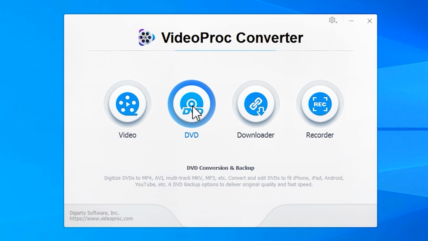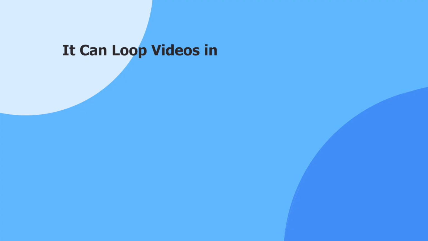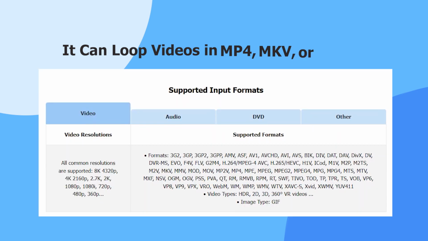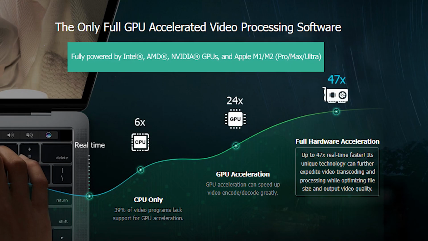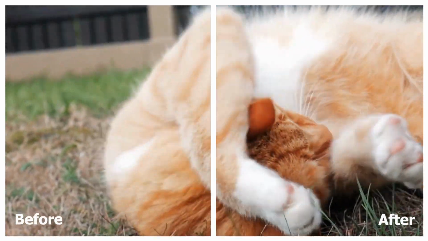VideoProc Converter is an easy yet feature-rich program. It can loop videos in MP4, MKV, or whatever other popular or rare formats. It works incredibly fast and won't bring any visible quality loss.